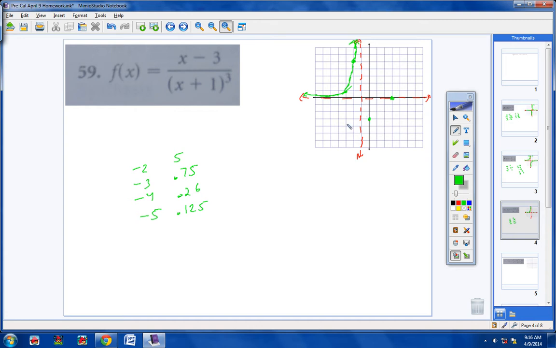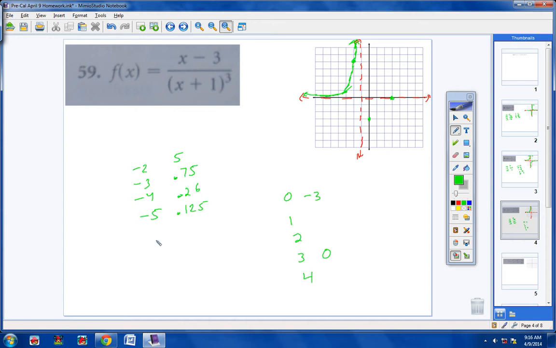Now, let's plot or evaluate values to the right of the vertical asymptote. So I don't need to put in 0. I know 0 is already negative 3. I'll put a 1 in, a 2 in. I know 3 is already at 0, and I guess I'll put a 4 in too. So here we go. Let's see what happens here.